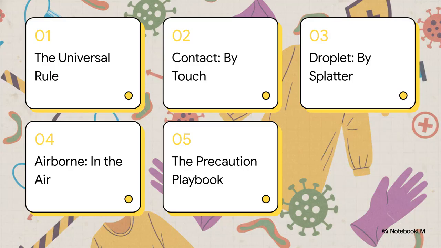All right, here's our game plan. We're going to start with the universal rule, the one that applies to absolutely everyone. Then we'll start adding layers, covering the three main types of precautions: first contact, then droplet, and finally airborne. And to wrap it all up, we'll pull everything together in what we're calling the precaution playbook, which will make all the differences crystal clear.